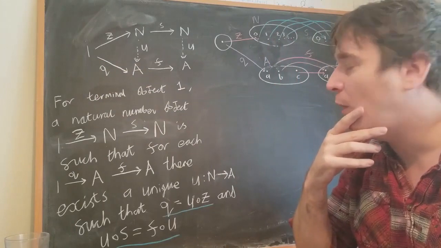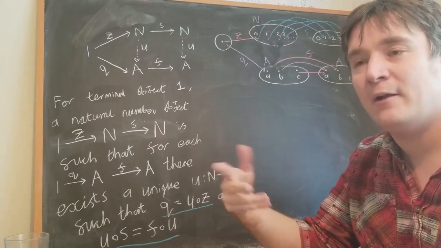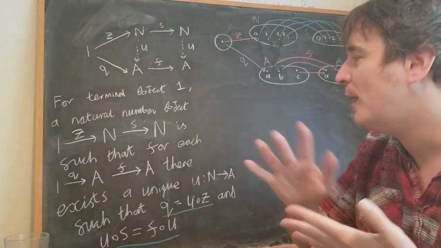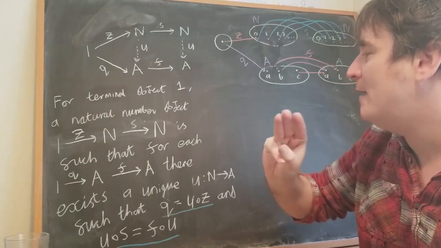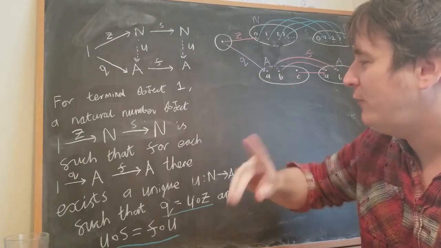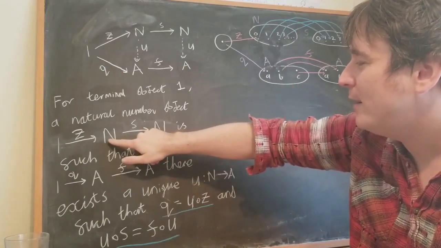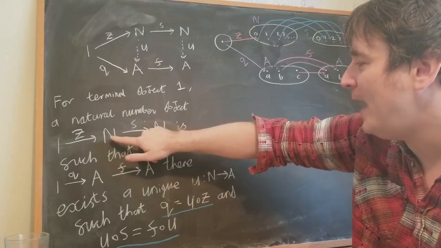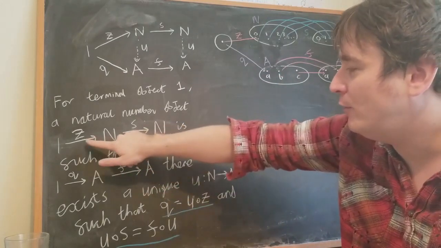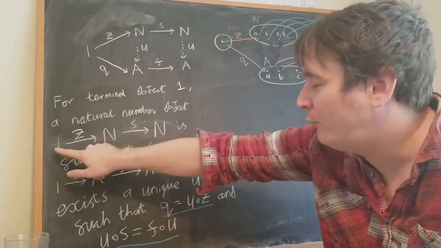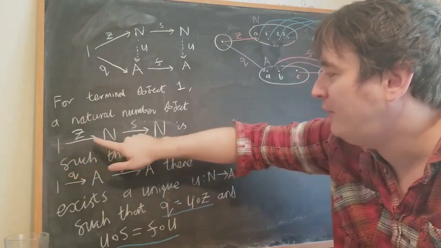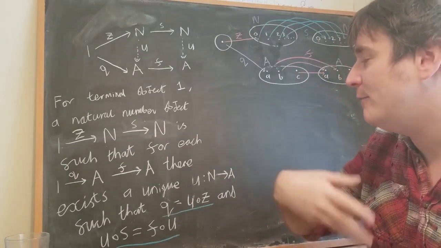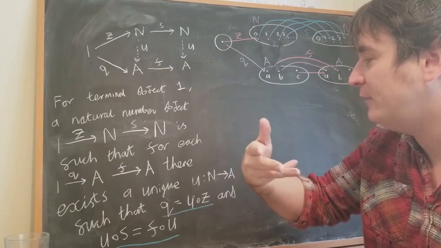And so what is a natural number object? What is this thing in category theory that represents the natural numbers? Well, it's actually 3 things. It's an object called N and 2 arrows. An arrow called S, which goes from N to N, and an arrow called Z, which goes from the terminal object into N. And it has to satisfy certain properties.